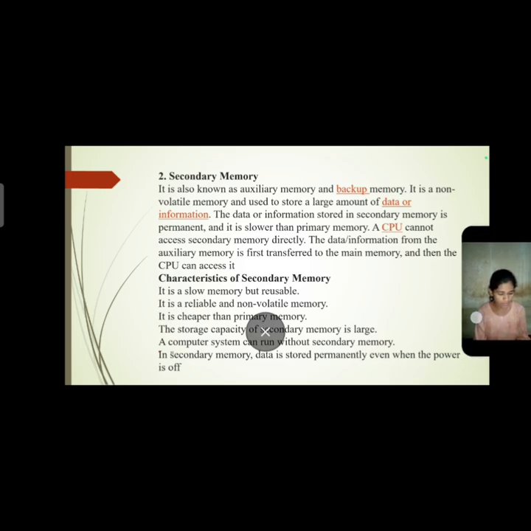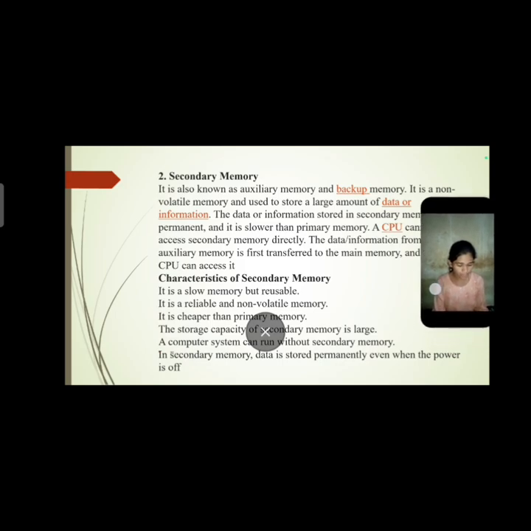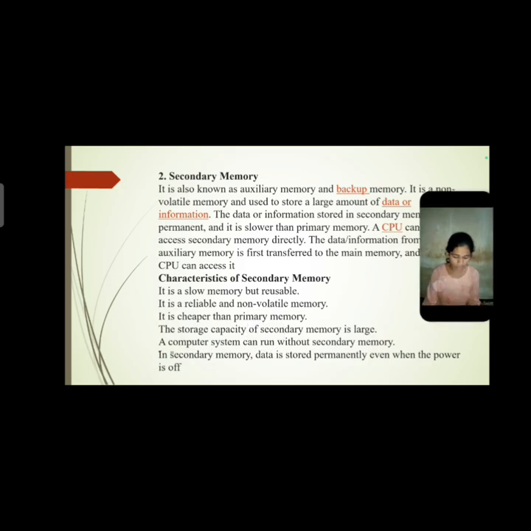Characteristics of secondary memory: it is a slow memory but reusable. It is a reliable and non-volatile memory. It is cheaper than primary memory. The storage capacity of secondary memory is large. A computer system can run without secondary memory. In secondary memory, data is stored permanently even when the power is off.